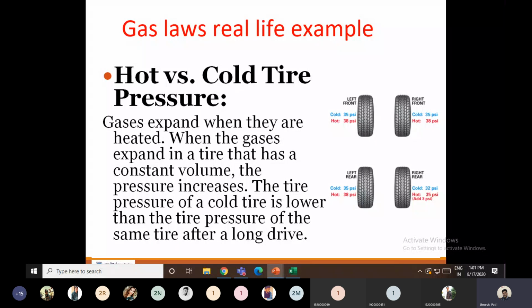So it indicates there is an increase in temperature of the air as well as an increase in pressure of the air, and this is nothing but Gay-Lussac's law. So when volume is kept constant, pressure is directly proportional to temperature. I hope all these gas laws are clear to you along with the real life examples. Okay, now let's come to the next part.